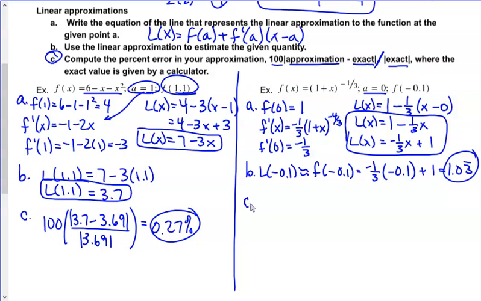Part C wants to know how close that is to the actual. So we're going to do 100, and we are going to times that by taking the approximation minus the exact. So 1.03 repeated. And when you plug in negative 0.1 for this function, I will tell you this is what you get. And I wrote it all out just because I don't like to round too early.